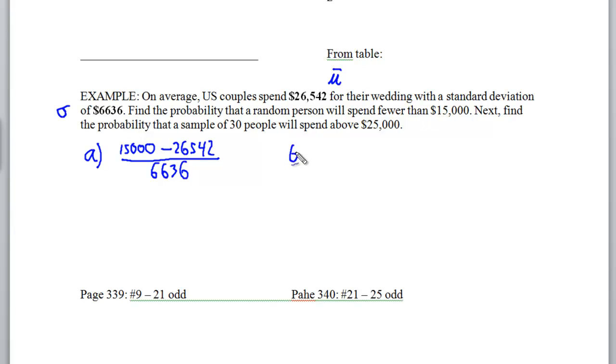Now, without doing the problem ahead, let's just look at the second part here. Find the probability that a sample of 30 people will spend above $25,000. All right, so we're looking at above 25 grand, so here's our 25,000 minus our 26,542. And then we will divide that by our 6,636 divided by the square root of 40.